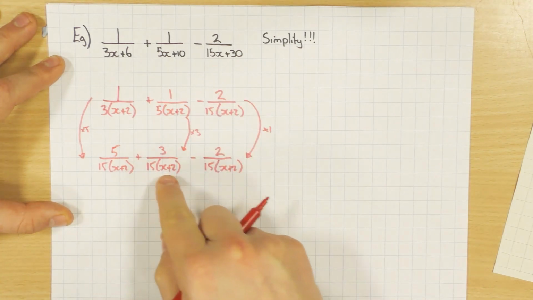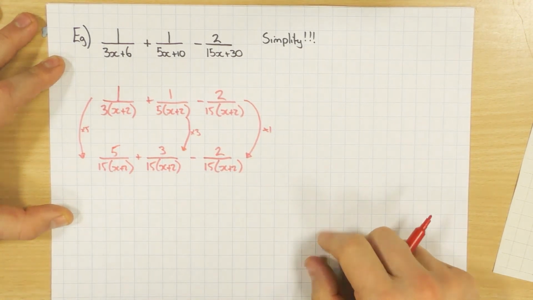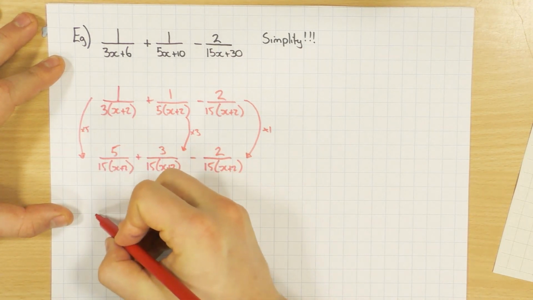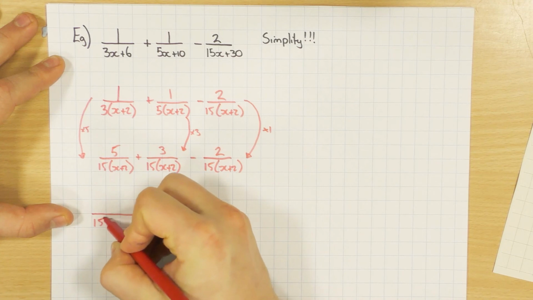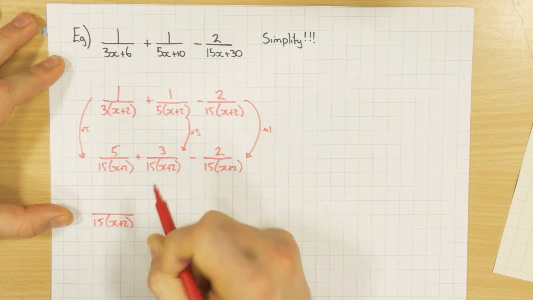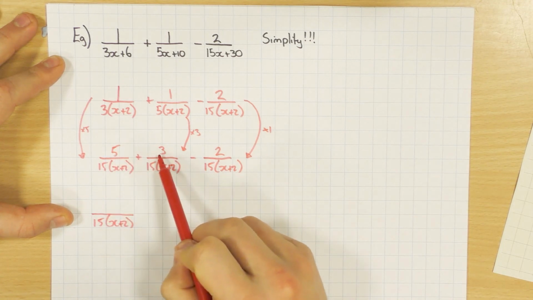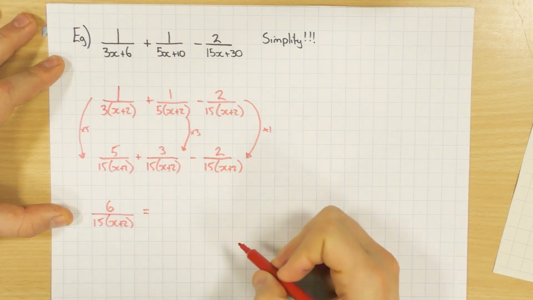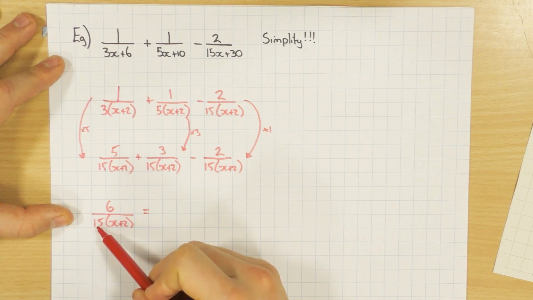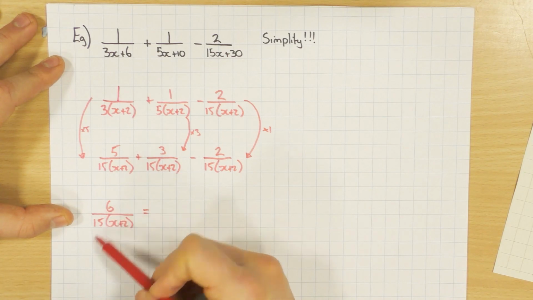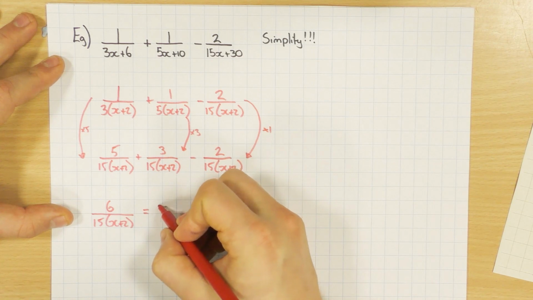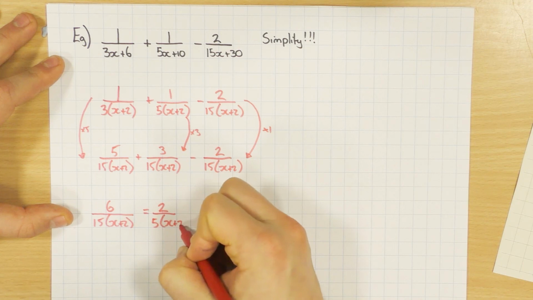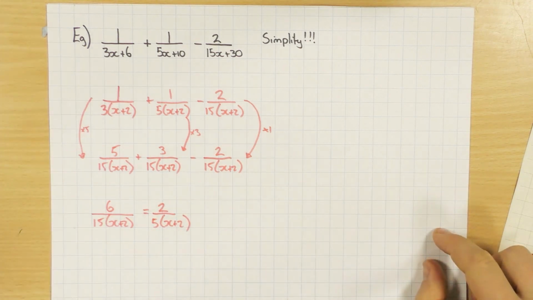So my denominators are all now the same, and I can now add the numerators. So let's do that then. So what am I going to have on the bottom? Well, that's obviously going to be 15(x plus 2), and then I can just add these. 5 add 3 is 8, take away 2 is 6. And then the last little step here, you might notice that 3 will go into 15 and 6, so I can cancel those out by dividing by 3. So I'll have 2 over 5(x plus 2) as the simplest version of that.